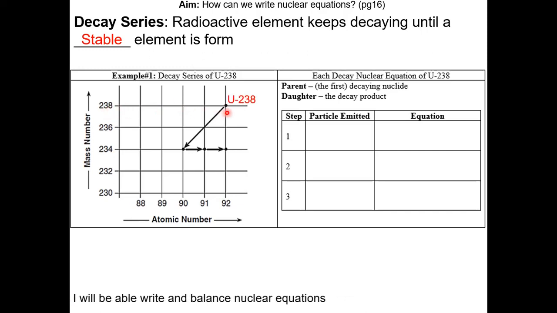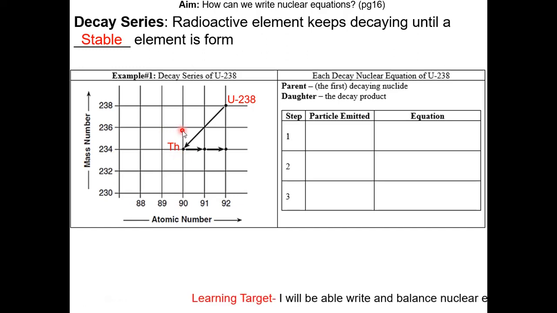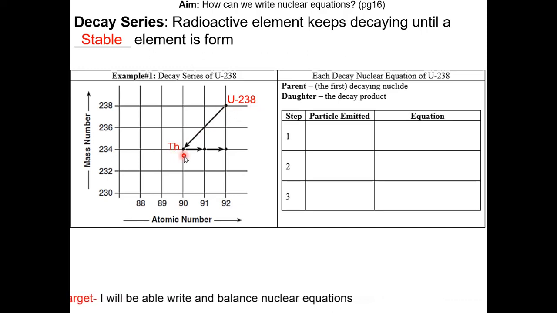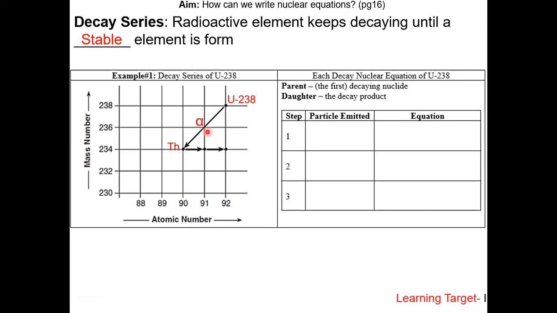So this is uranium-238. The next point has an atomic number of 90 and a mass number of 234. So this is Th-234. To figure out what radiation was emitted when it went from U-238 to Th-234, we have to look at the mass number and atomic number changes. It went from 238 to 234, so it decreased by 4 in terms of mass number. And it went from 92 to 90, so it decreased by 2 in atomic number. So the first nuclear reaction is alpha decay. And this is the equation to represent that.